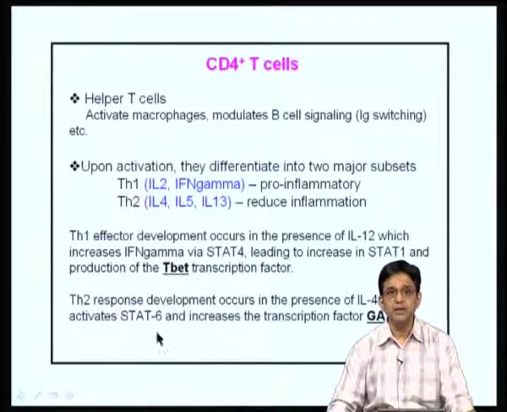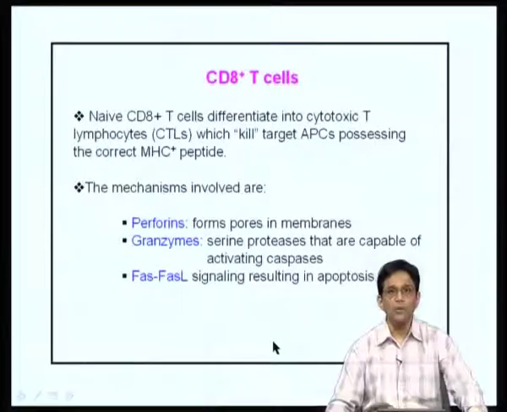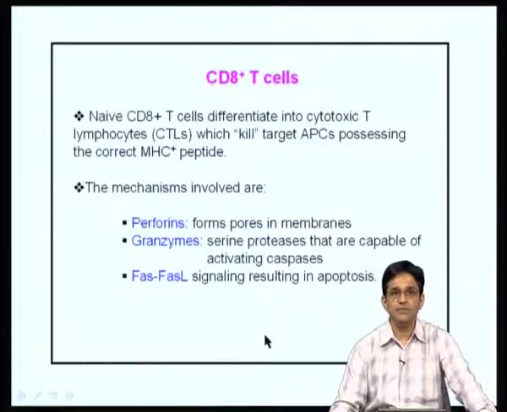Now, similarly, Th2 development occurs in the presence of IL-4, it results in activation of STAT6, and it increases the transcription factor GATA3. So, you can see there are two important transcription factors that play roles here, Tbet for Th1 and GATA3 for Th2. Okay. Now, for CD8 positive T cells, as I said, these differentiate into CTLs, which kill.